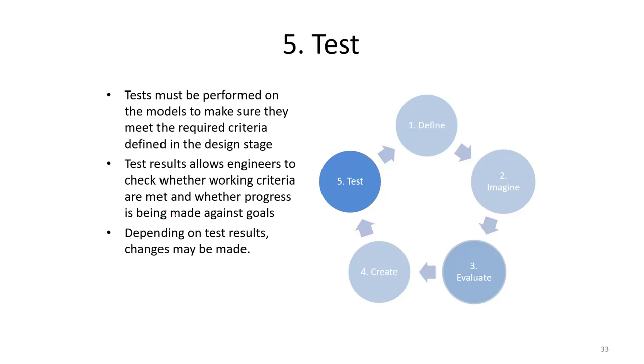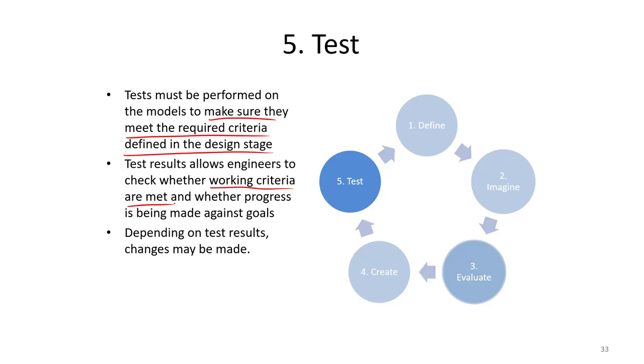So once we've created our models, our next step is step 5, the test phase. We need to perform tests on our models. Tests are performed to make sure that our ideas meet the required criteria that we defined. Testing is extremely important. Testing allows us to check whether our working criteria are met and whether this design is making progress against our goals.